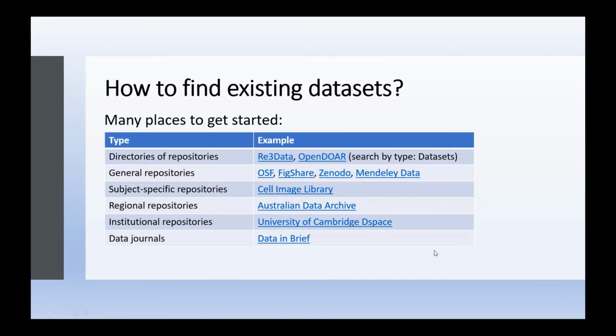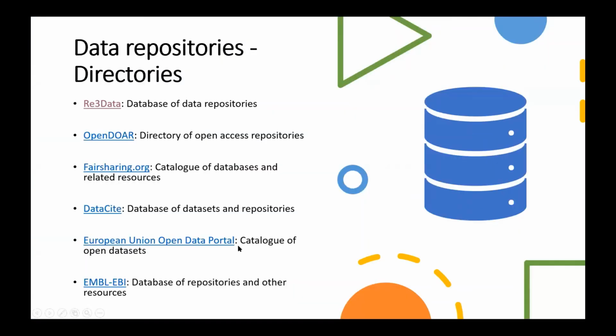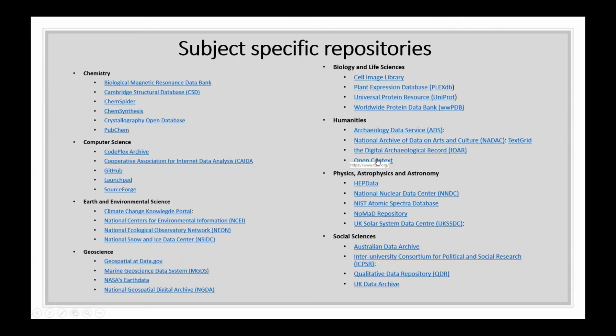And I have lots of links here on the slides. I will not read all of these aloud. I will share these slides with you so you can take a look at them yourself. These are just a few examples. But for example, these directories, re3data, OpenDOAR, and FAIRsharing are the biggest ones. Then here are lots of different subject-specific repositories for many different fields.